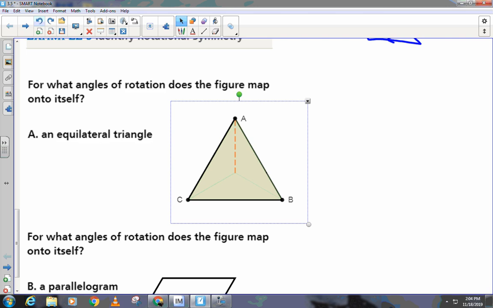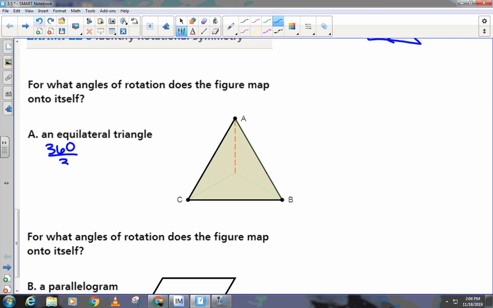And then how would I find what the angle of rotation is, or the magnitude? It would take 360 divided by that order. And so it's 120 degrees rotational symmetry. So every 120 degrees, it maps back onto itself.